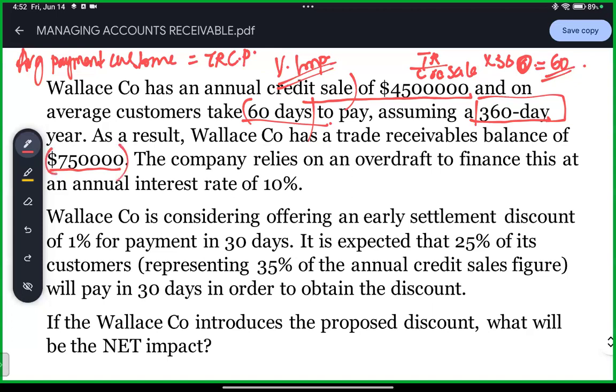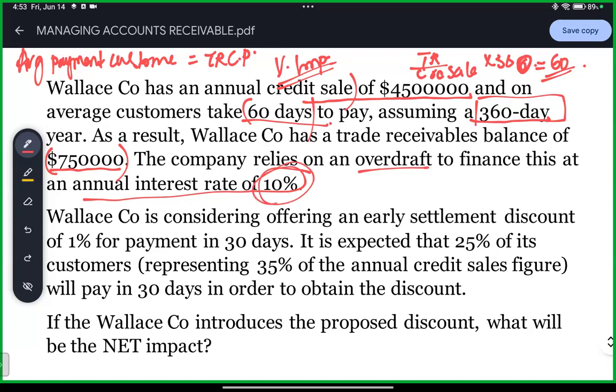So you have a lot of receivable because it is a 60 days time frame. So they will only pay after 60 days. So you have a huge receivable here. You have money yet to be received. The company relies on an overdraft to finance this at an annual interest of 10%. So this is your interest. In this time frame, if you have a cash requirement, you'll have to go to the bank. You have to take a bank overdraft, but you have to pay an interest of 10%.